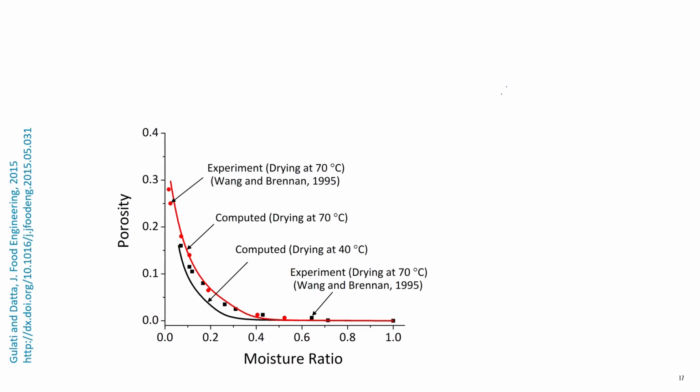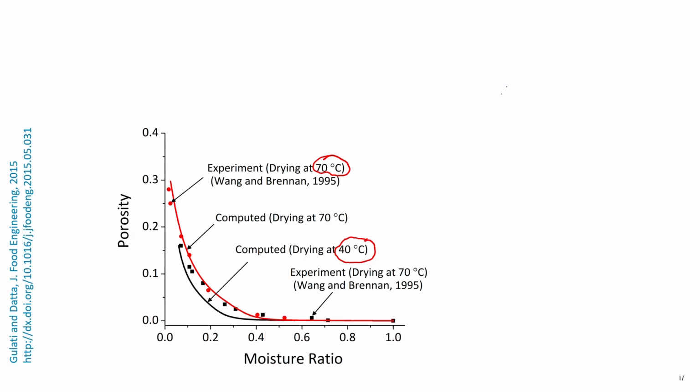This case hardening affects the important quality property of food, that is porosity, which is the fraction of volume occupied by the gas. Here we want to see how the porosity develops with drying and how this development is affected by the drying temperatures or the rates of drying. So this is one, and this is the lower one.